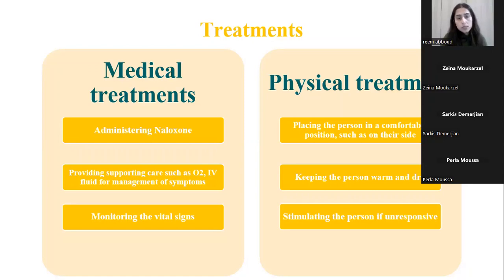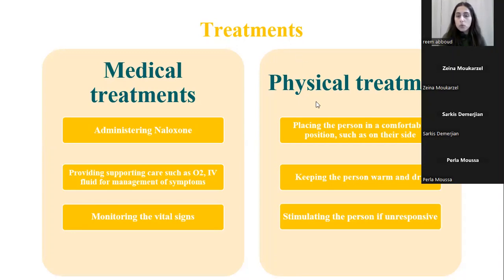And of course, we must monitor the vital signs. Vital signs are basically the blood pressure, the heart rate, the respiratory rate, etc. So we must monitor all of those, and if we find any problem, we must act accordingly. Now we have some physical treatment as well. For example, placing the person in a comfortable position, like on their side if they feel better, keeping them warm, and stimulating the person if he becomes unresponsive.